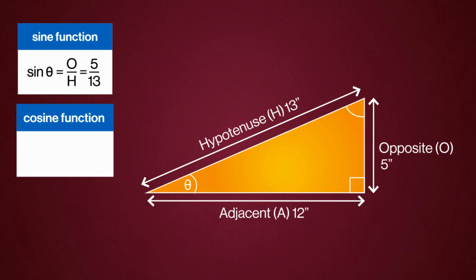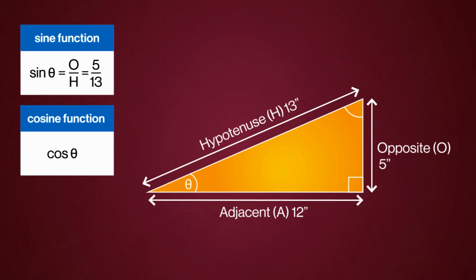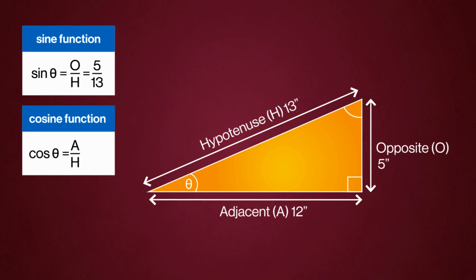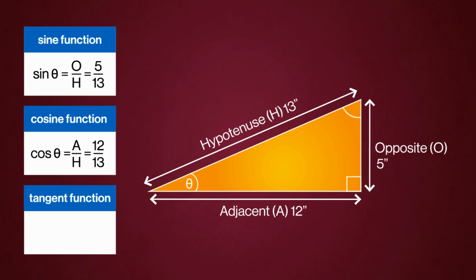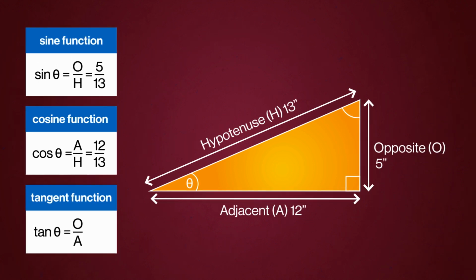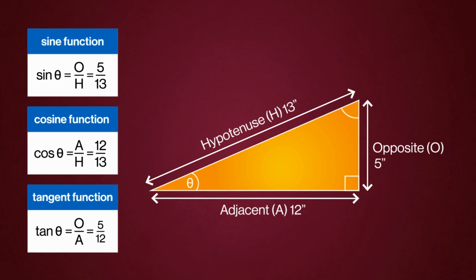Then there's the cosine function, which we write as cos. The cosine of an angle is similar to the sine, only it's the adjacent side over the hypotenuse. For our example, the cosine of theta would be 12 over 13. Finally, there's the tangent, written as tan. The tangent of the angle is the ratio of the opposite side to the adjacent. And in this case, that ratio is 5 over 12. These equations all tell a similar story.